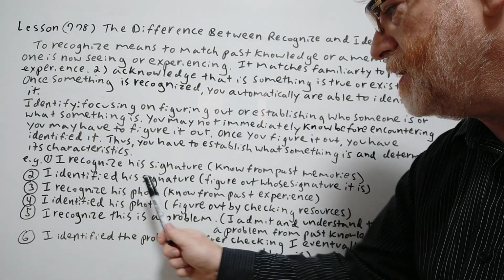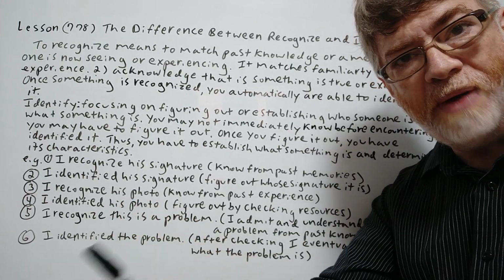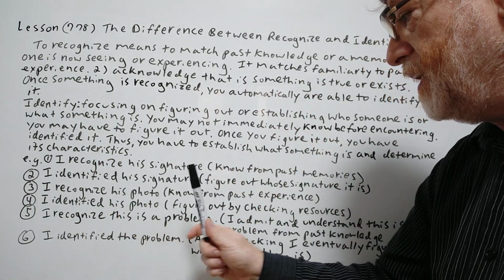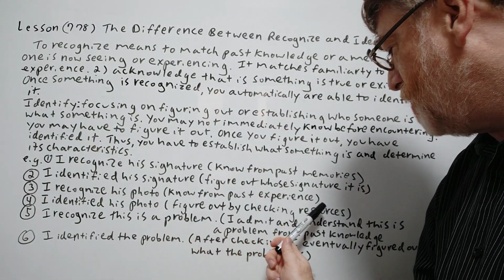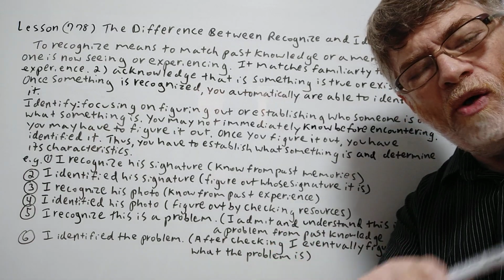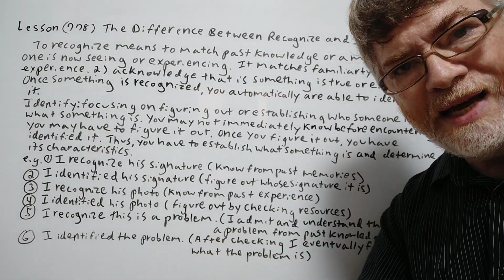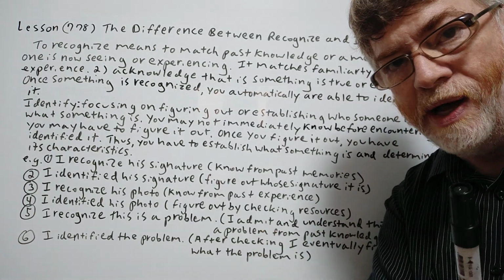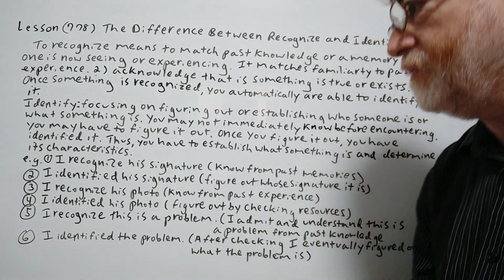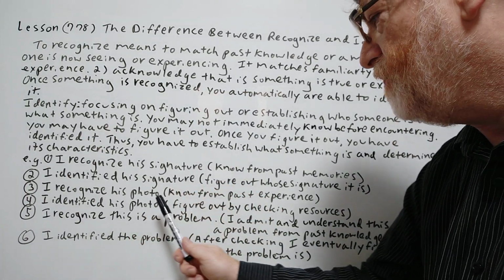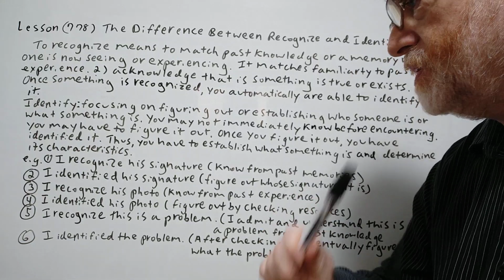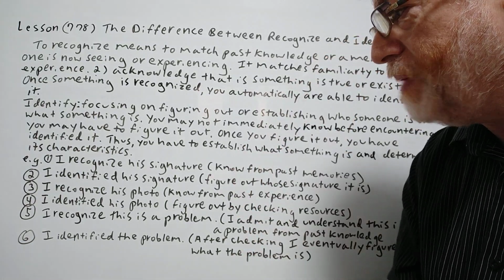Number 3, I recognize his photo. Well, you know from past experience. You know from your memory. I identified his photo. Well, to figure out by checking resources. Although sometimes you could say identify already knowing that you had recognized it immediately as well. That's where there could be a little crossover. I identified his photo. Well, to figure out by checking resources, okay? Or, like I said, from your past memory.